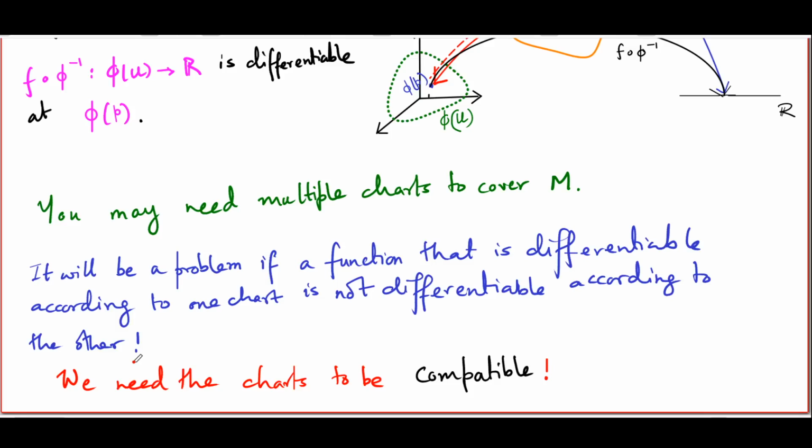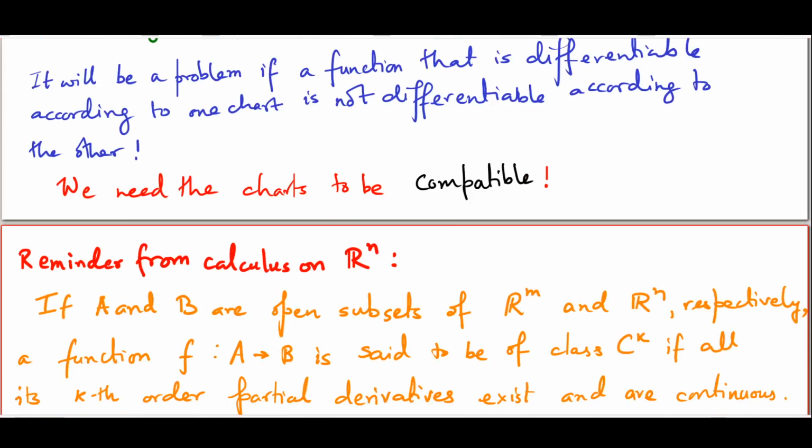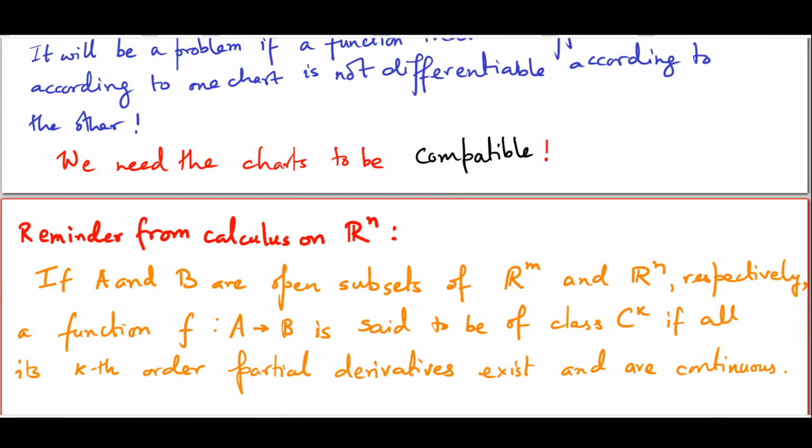Let me now talk about what exactly does compatibility of two charts mean in some detail. But first, let me remind you of a definition from the calculus of many variables, a definition that we are going to need soon. If A and B are two open subsets of R^m and R^n respectively, then a function f from A to B is said to be of class C^k if all its kth order partial derivatives exist and are continuous.